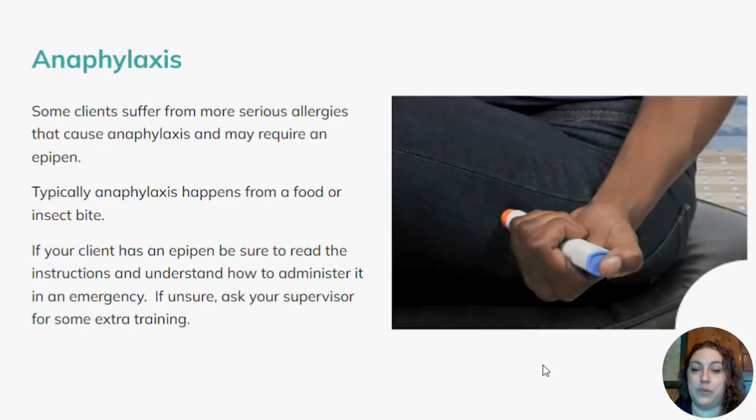Some clients suffer from more serious allergies that cause anaphylaxis and may require an EpiPen. Typically, anaphylaxis happens from a food or insect bite. If your client has an EpiPen, be sure to read the instructions and understand how to administer it in an emergency. If you're unsure, ask your supervisor for some extra training.